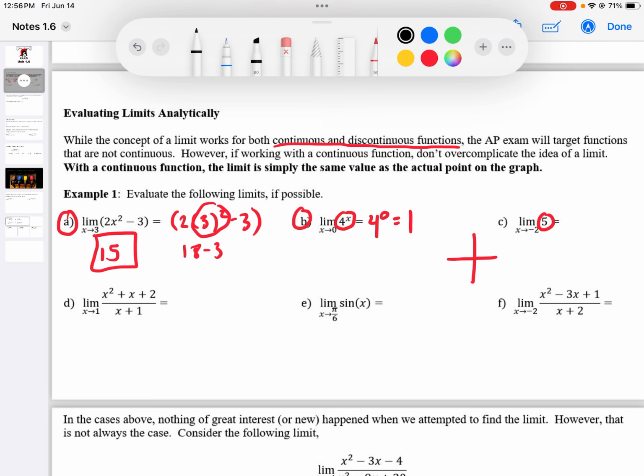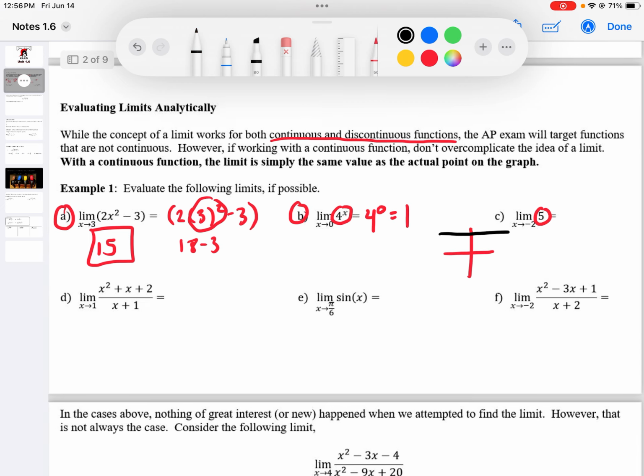All right, this one is, what is the limit of 5 as x approaches negative 2? Well, that's just this graph right here, right? y equals 5. What is the y value approaching as x approaches negative 2? Well, it's just 5. There's nothing to plug negative 2 into.